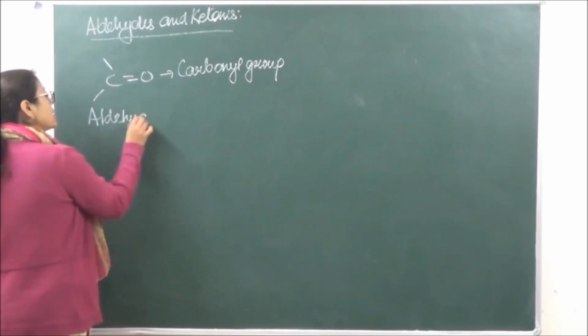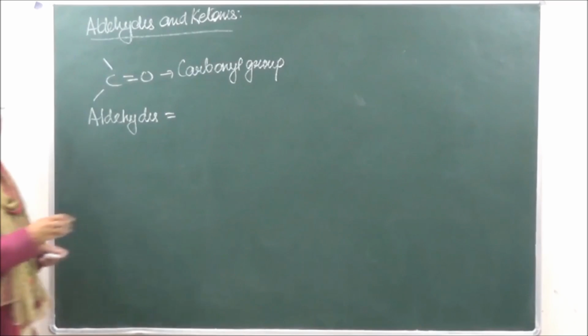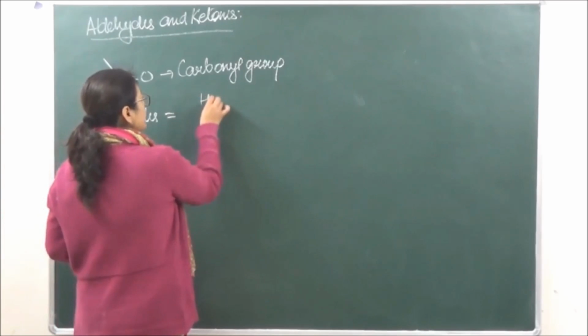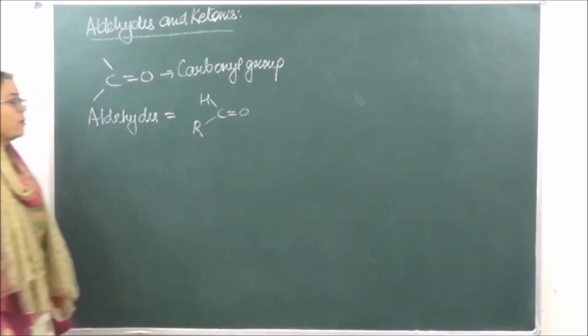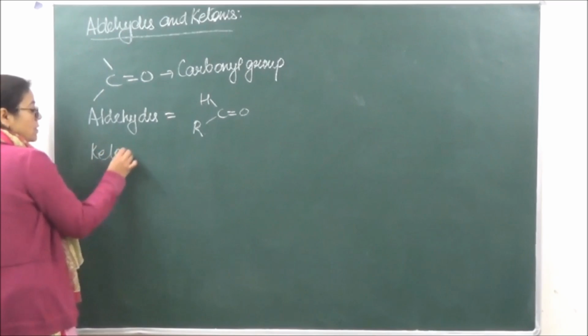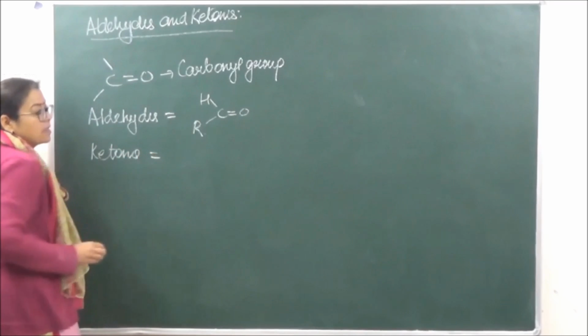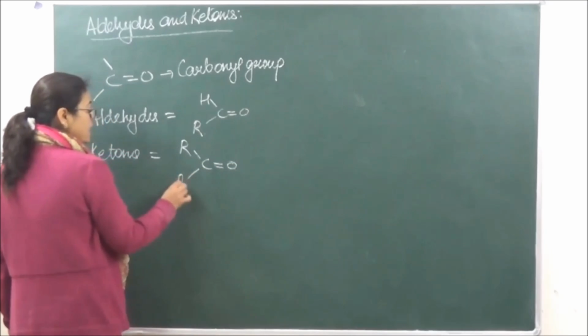aldehydes may be represented as H, C double bond O and R. So there is one alkyl group which is going to be present. Then we have the ketones. Ketones are represented as R, C double bond O and R.